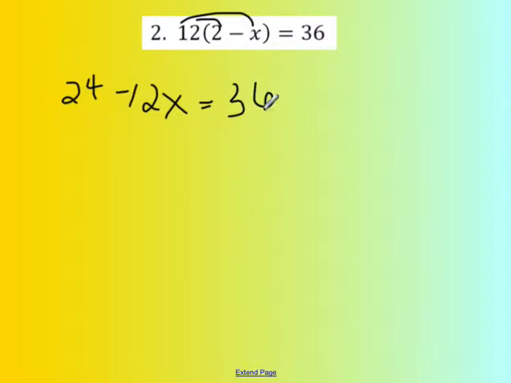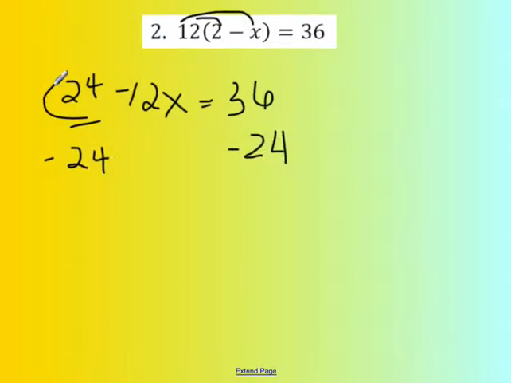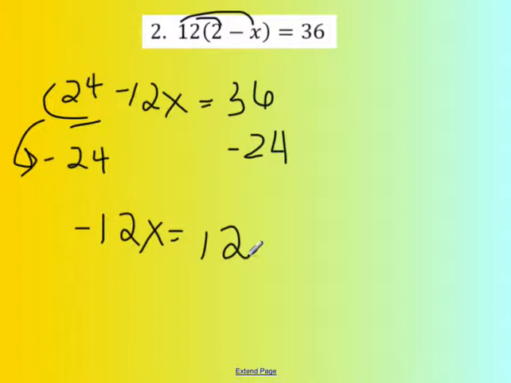Now I want to get that constant over to the other side. So I need to bring that 24 over to the other side. What I'm going to do is subtract 24 from both sides. This is a positive 24, so in order to get it over to the other side, I need to do a negative 24. So I get a negative 12x, and then 36 minus 24 is going to give me 12. So that's going to be a positive 12.